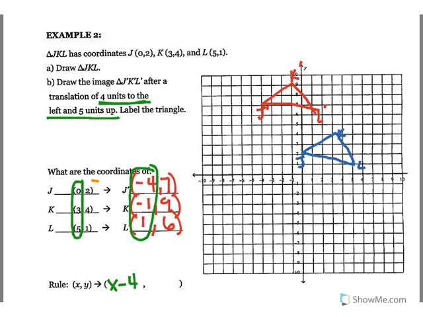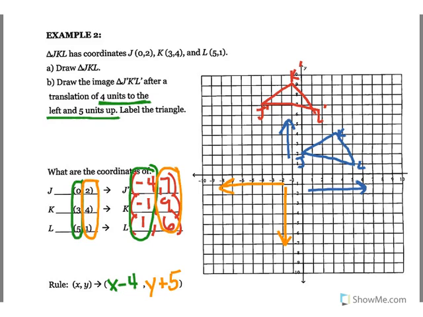If you look at all of my coordinates for the y, they are increasing by 5. So it's going to be plus 5. Because if you're traveling left, right, you're traveling negatively on the x-axis. If you're traveling down, you're traveling negatively on the y-axis. If you're traveling right, you're traveling positively on the x-axis, and if you're traveling up, you're traveling positively on the y-axis.